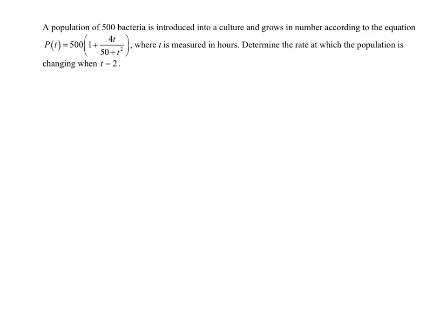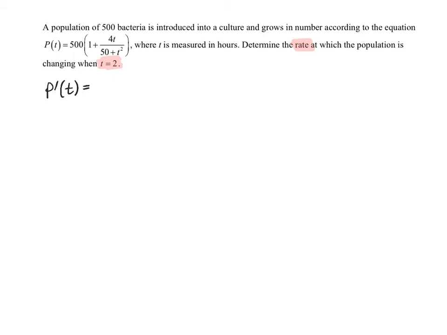So we are asked to determine a rate here. And remember, this is a rate of change, specifically at t equals 2. So this is asking for an instantaneous rate of change. And anytime we're determining an instantaneous rate of change, that means we're really computing a derivative. So we need to compute the derivative of P. In other words, we need to find P prime.